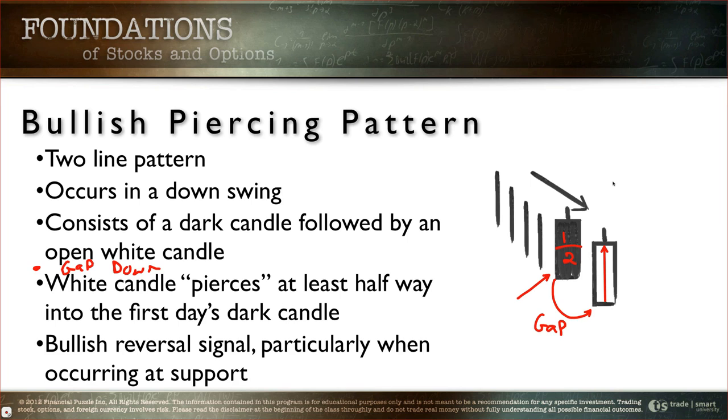It's especially strong when you see it happening at a support level. When you see it at a support level, it's a very, very strong signal. You get the idea: we're in a little downswing, we have a good-sized black candle, the stock gaps down on the open but fills within the day, and we end the day with a white candle that pierces at least halfway into that first candlestick. That is your bullish piercing pattern.